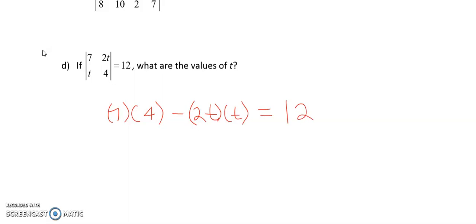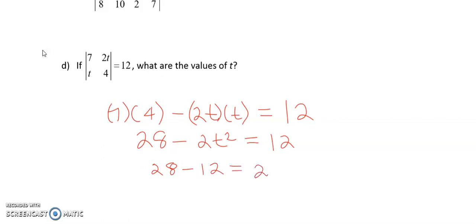We can turn this into an equation. So you're going to have 28 minus 2t squared is equal to 12. And now you go ahead and you try to solve this equation for t. It's quadratic, of course. So let me see. If you bring your 12 over to the left and bring your negative 2t squared to the right, you're going to have 28 minus 12 is equal to positive 2t squared. So that's going to give you 16 is equal to 2t squared.